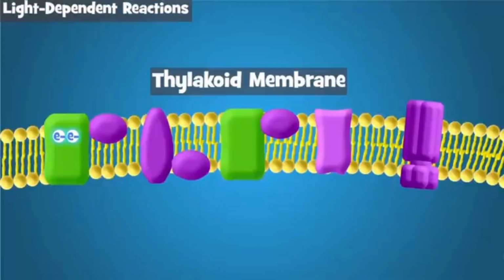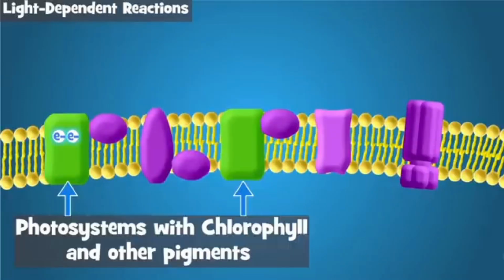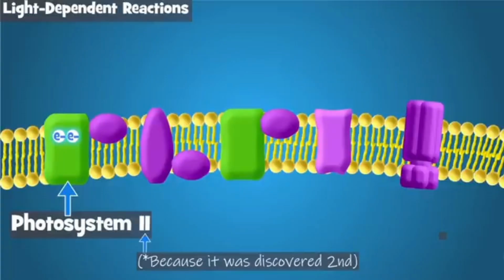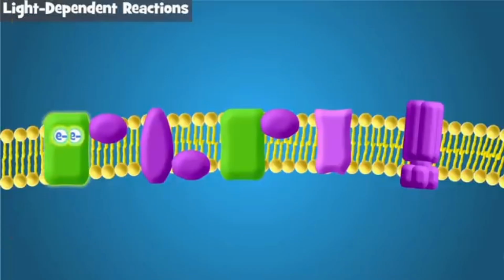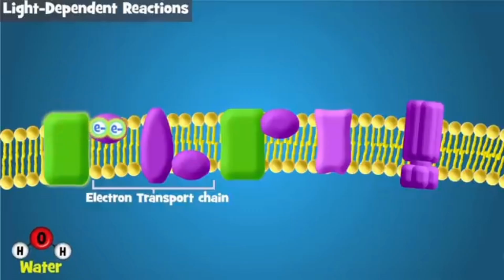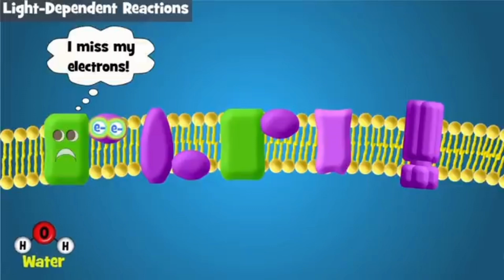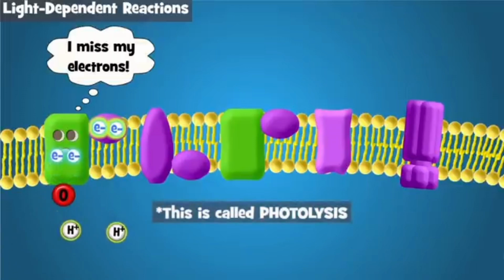Now let's zoom in on the thylakoid and focus on the thylakoid membrane. This is where pigments such as chlorophyll are found and is where light gets absorbed. The pigments are arranged in clusters called photosystems. Let's start with photosystem 2. When photosystem 2 absorbs light, electrons in chlorophyll gain energy, or get excited, from the light. These excited electrons leave chlorophyll and move to something called an electron transport chain. But since chlorophyll lost those electrons, they need to be replaced. To replace them, water is split and its electrons go to chlorophyll.